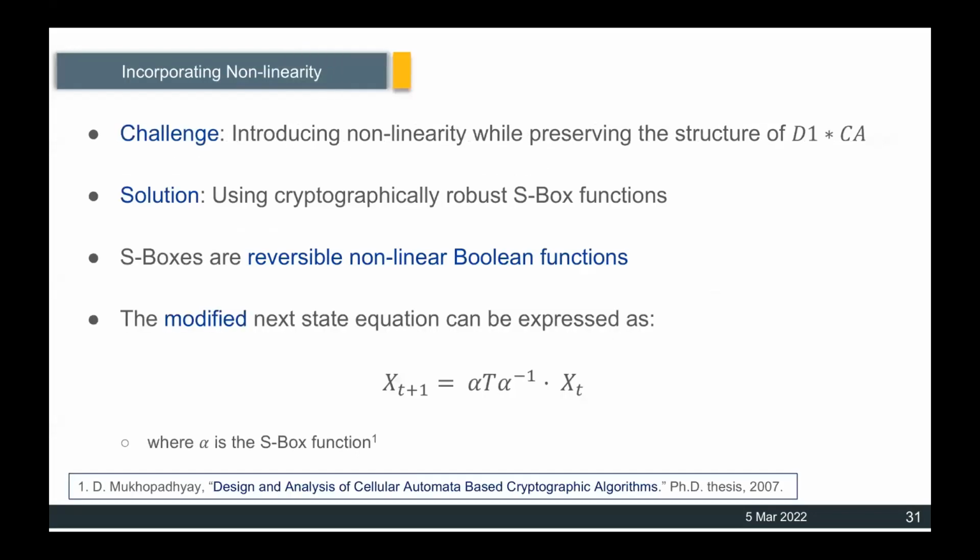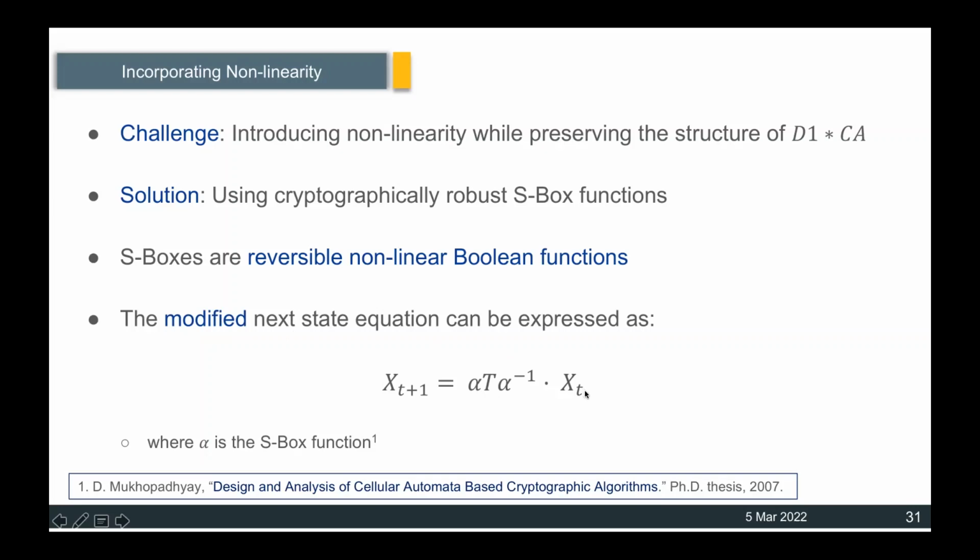So the solution that we try to envisage here is that we use cryptographically strong S-box functions. S-boxes are essentially specific boxes or nonlinear Boolean functions that are present in cipher constructions. The objective is to increase the nonlinearity of your construction. They are also reversible, which means they are also bijective in general. So now what we do is modify the state equation in the following fashion.